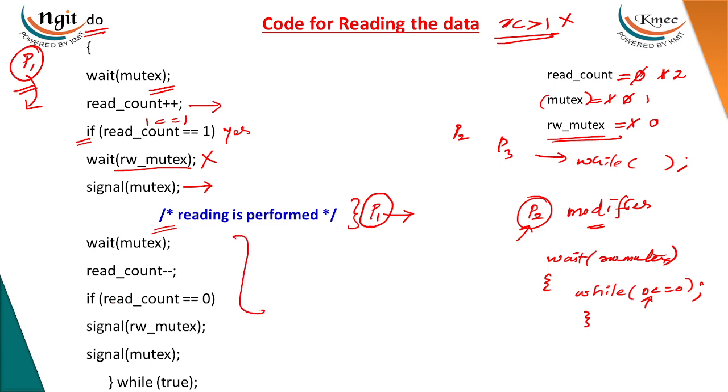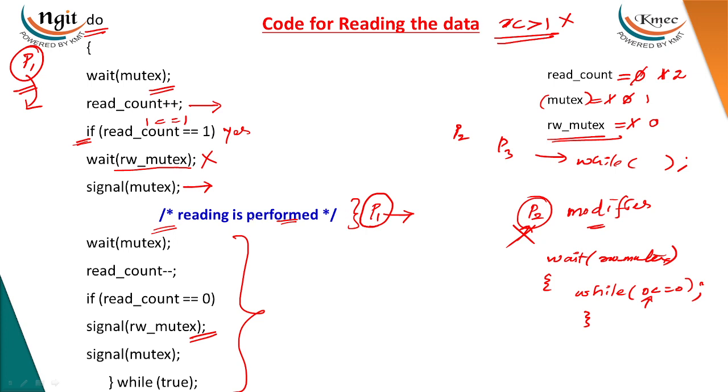So it will be stuck here until P1 comes out, executes this portion and releases the signal. P2 is not allowed to write. That's why we have written: if read count equal to 1, then wait on read write mutex, 1 to 0. Now after reading, P1 wants to write the data.